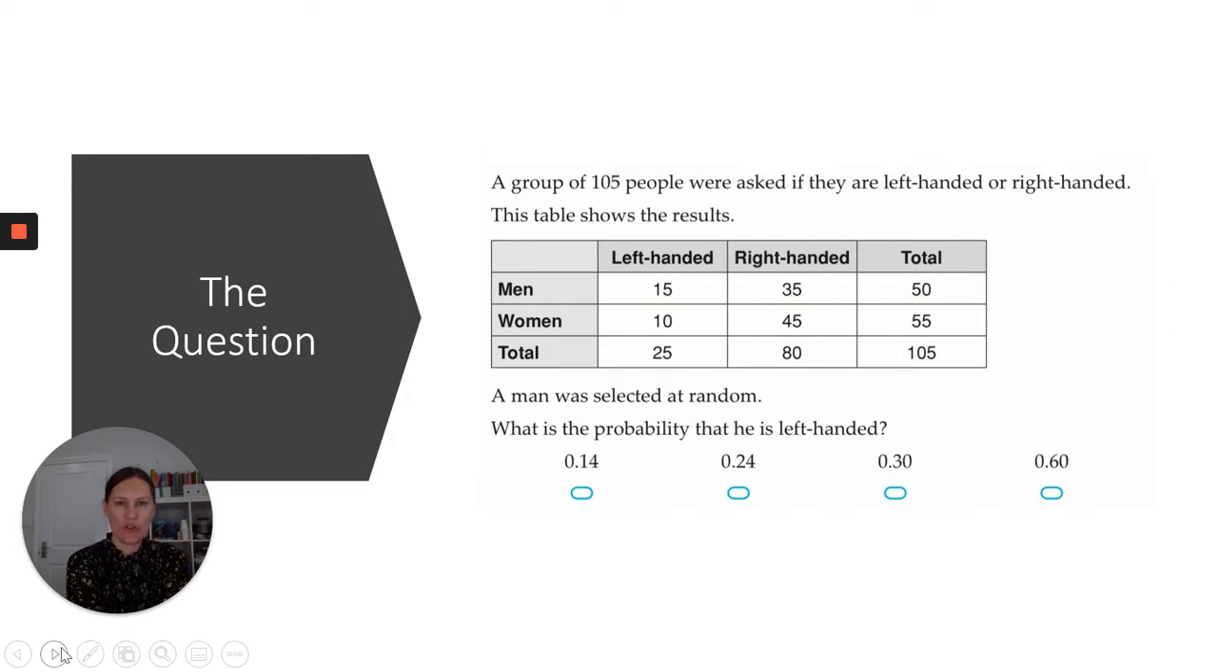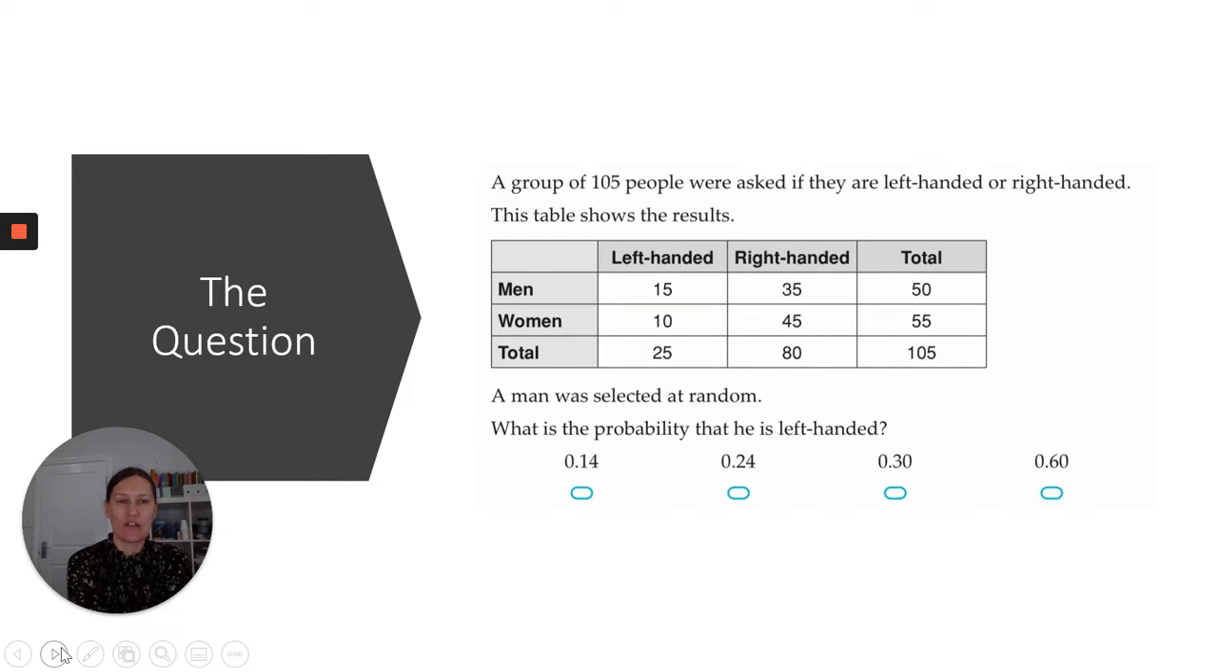A group of 105 people were asked if they are left-handed or right-handed. This table shows the results. You can see that the rows in the table are the gender, men and women. The columns, left-handed, right-handed and total. Okay, there are 15 left-handed men, 10 left-handed women, 25 left-handed people in total. There are 35 right-handed men, 45 right-handed women, 80 right-handed people in total.